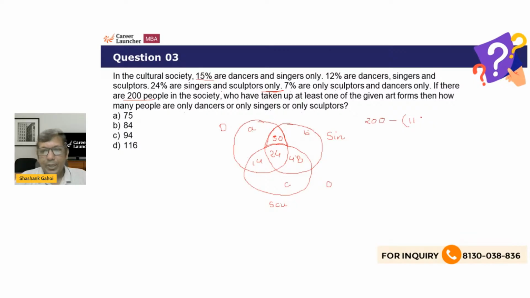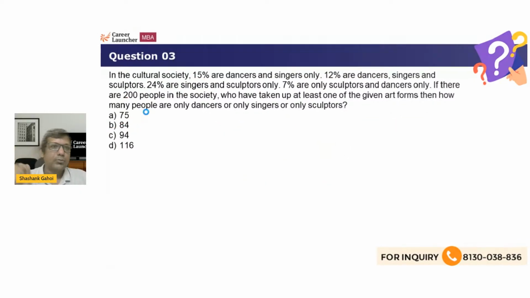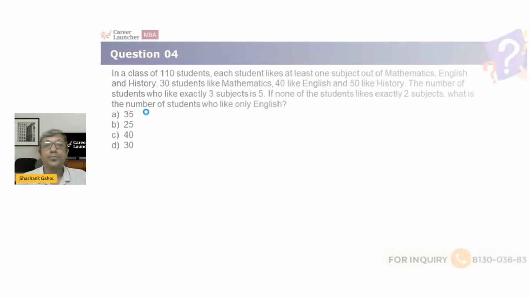86 plus this is going to be what? 86 plus 30 is going to be 116. So 200 minus 116 is going to give you 84. So the answer of this question is going to be option B. And this is how we can solve and get the answer. Okay. Now let's move on to the next question.